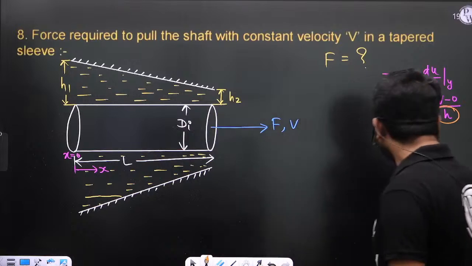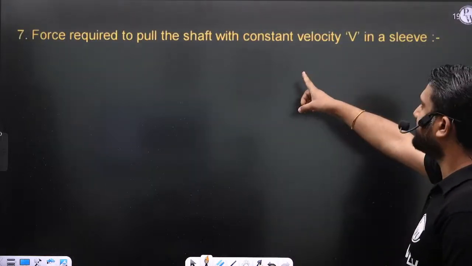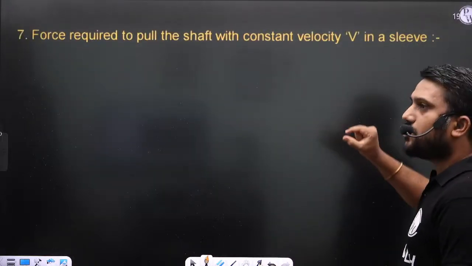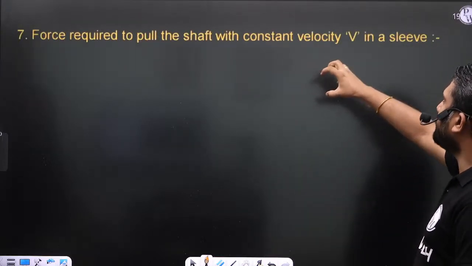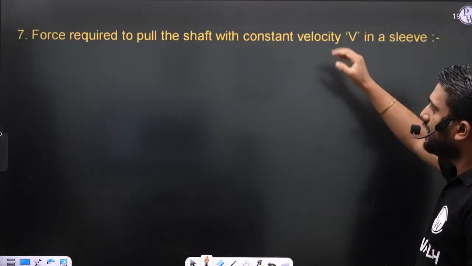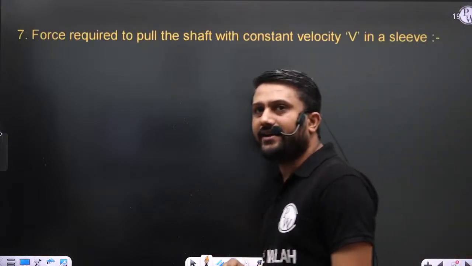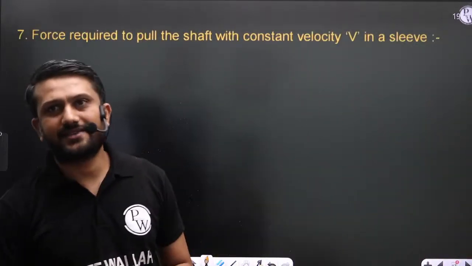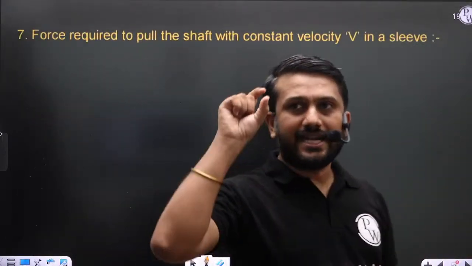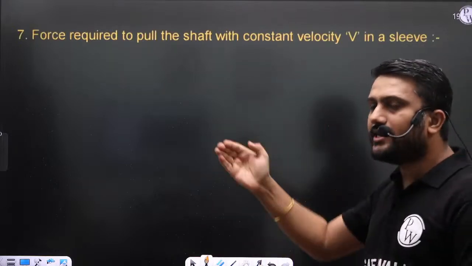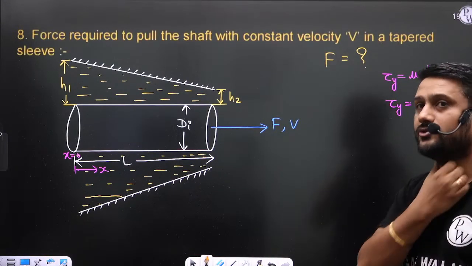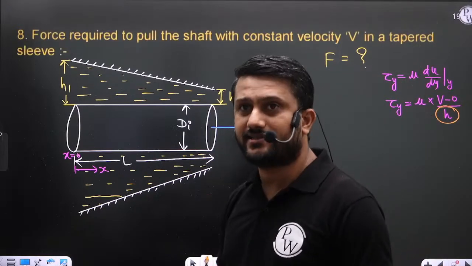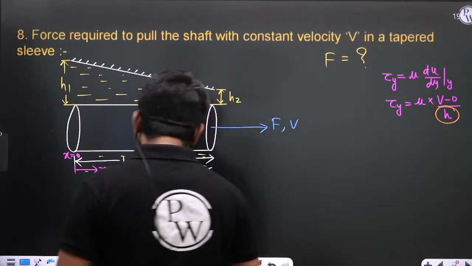In the previous case, where h is constant, the force required to pull the shaft with constant velocity v in a sleeve was case number 7 that we already discussed in the previous class. In case number 7, h is constant, not changing with x, but in this problem, h is changing with respect to x. So the shear stress is also changing with respect to x.